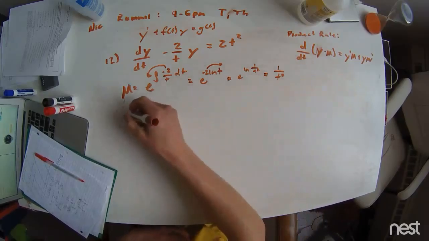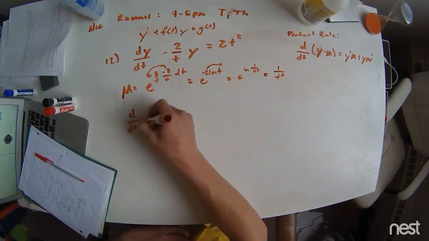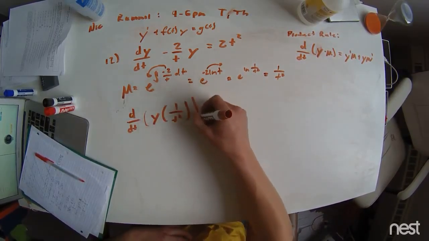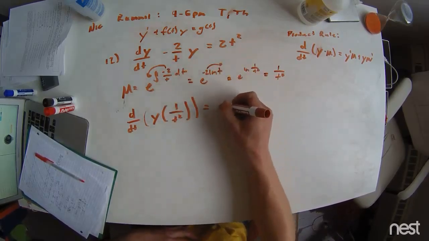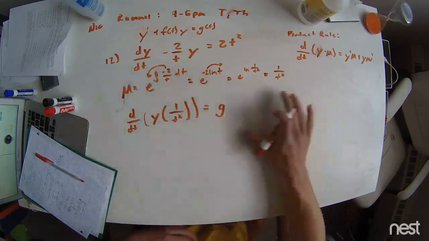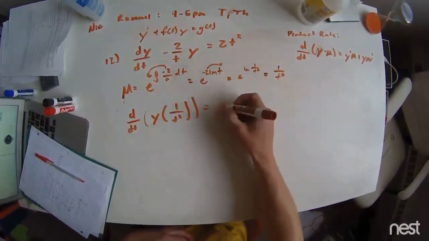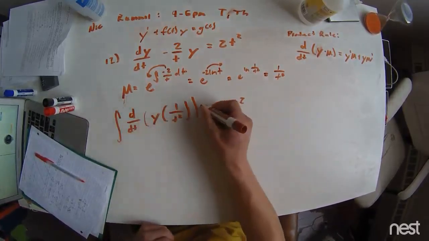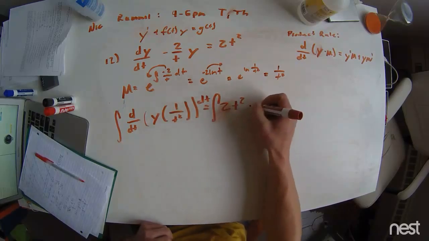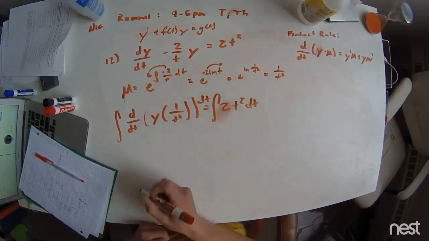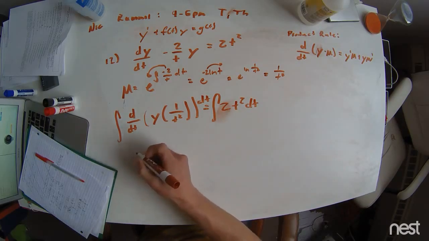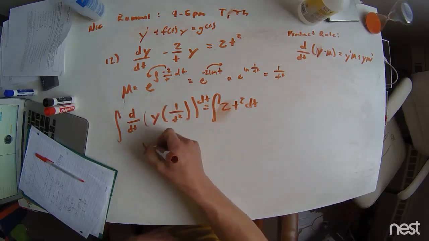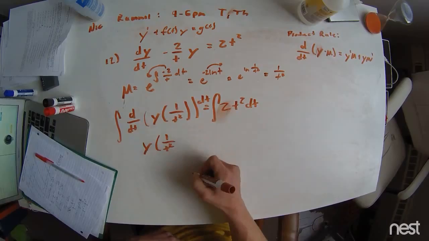Now, from our product rule logic, we can say that the derivative with respect to t of the product of y times our mu of t, which is 1 over t squared, is going to equal our g of t now. And we're going to see that that is 2t squared. We take the integral with respect to t on both sides. And what happens next is we see that this is just the antiderivative of this derivative. So we have y times 1 over t squared.